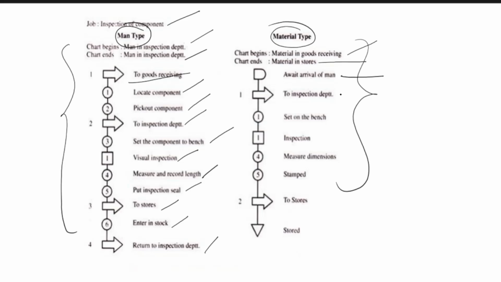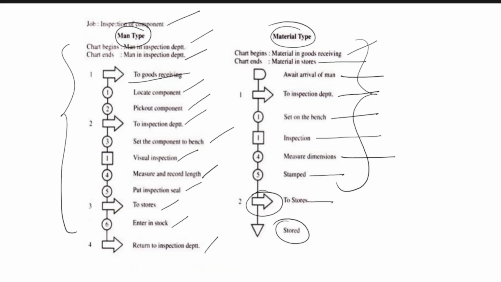Now for the same thing, the material is waiting for the arrival of the man. The material is transported to the inspection department. The material is set on the bench. The material is getting inspected. The material's dimensions are measured. The material is stamped. The material is transported to the store and the material is stored.